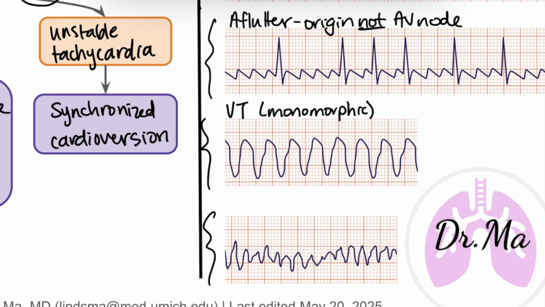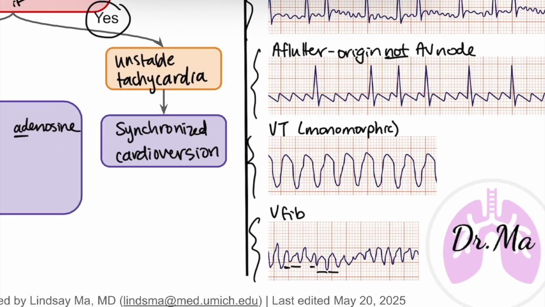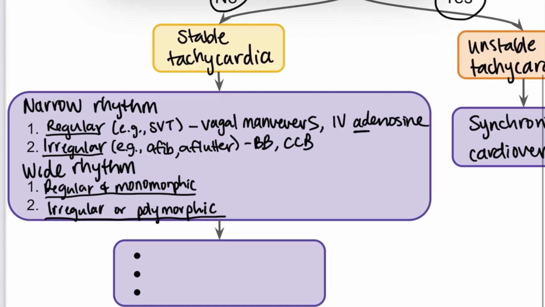In contrast, the one on the bottom here looks more chaotic. Each of these waves looks different from the next, and it doesn't quite happen at regular intervals. The lengths of some of these waves are short and then long, and then some short ones and long ones. And so this would be VFib. So a regular monomorphic example would be VTach, and an irregular or polymorphic example would be VFib.